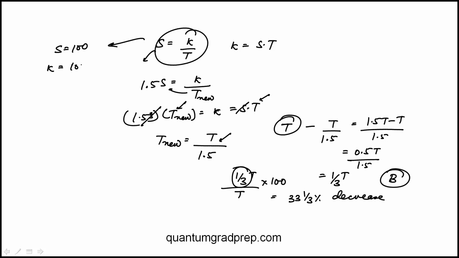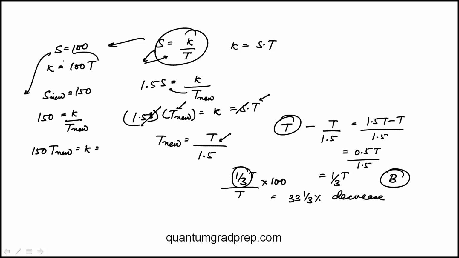So k is 100 times t. They say s increases by 50%. So s new is 150. So that relationship remains. 150 equal to k over t new. So then you would say 150 t new is equal to k, which is 100 t. So t new is 100 t over 150. And again, this becomes 2/3 of t.